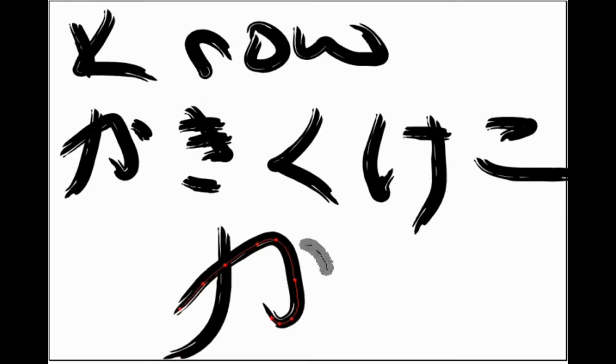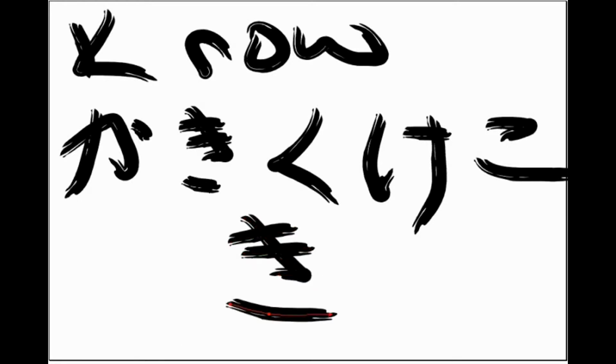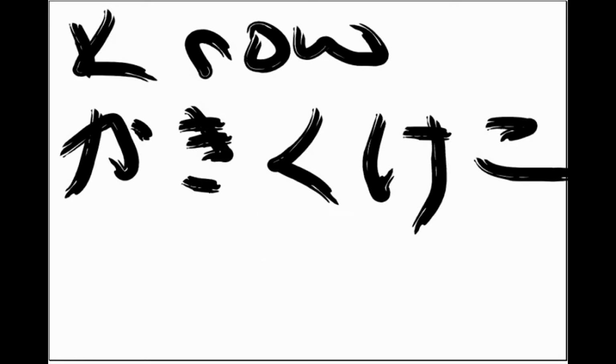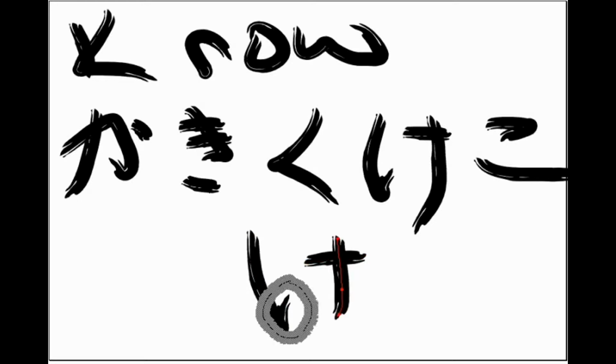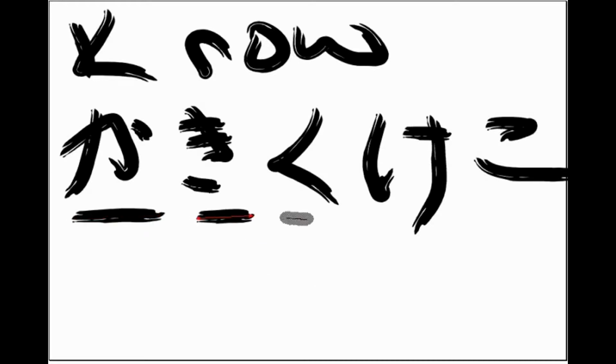Practice again. Here's Ka. Here's Ki. Here's Ku. Ke. It's a little brush stroke. Here's Ko. Ka, ki, ku, ke, ko.